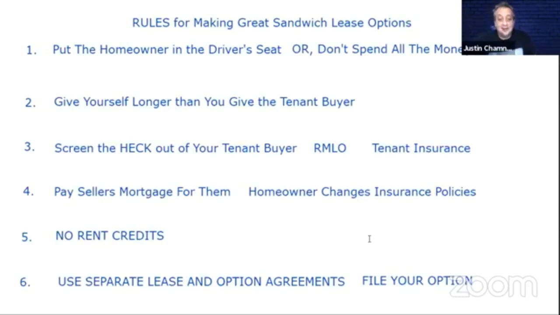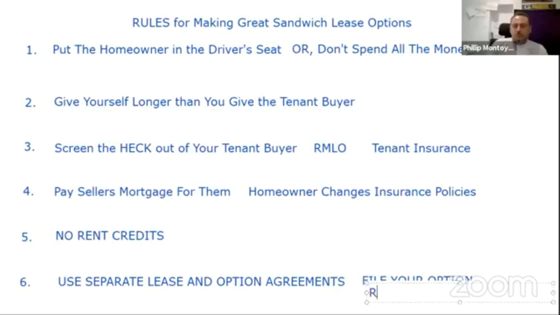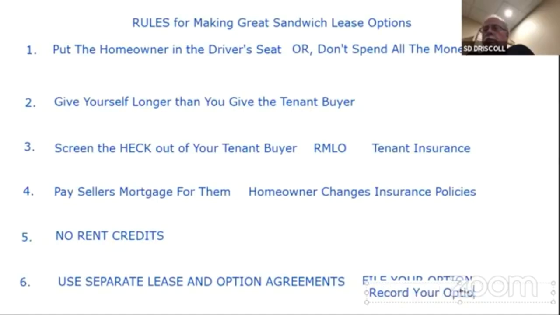Now, number six, also when I say file your option, use those separate agreements and then file your option. What do I mean by that? Anybody tell me? I should have said record your option. You want to record a notice of option, right? Yes. I'm not going to file the actual option agreement.